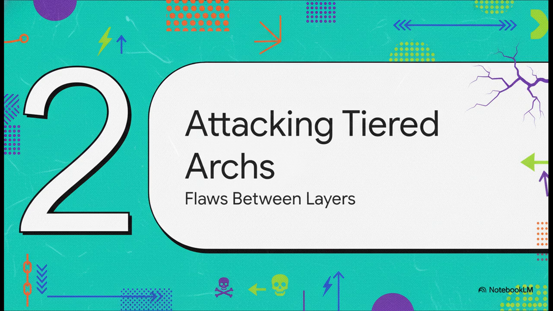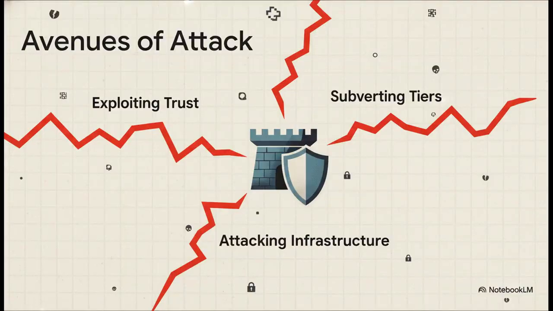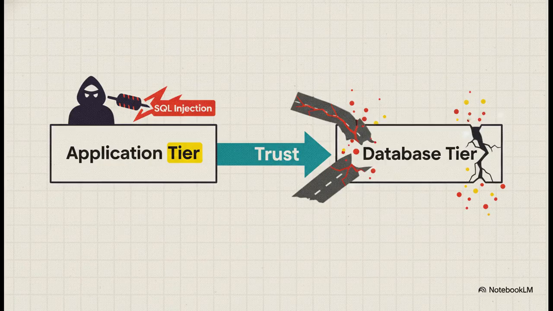All right, so we built our fortress. Now let's switch gears and put on our attacker hats. A tiered architecture seems pretty secure, right? But what attackers are really good at is finding the weak links between these layers. They exploit the assumptions that developers make about how these different tiers are supposed to interact. There are really three main ways an attacker can go after the architecture. For our purposes, we're going to focus on the first two, exploiting trust and subverting tiers. Why? Because these two really get to the heart of fundamental design weaknesses that are just incredibly common out there in the wild.